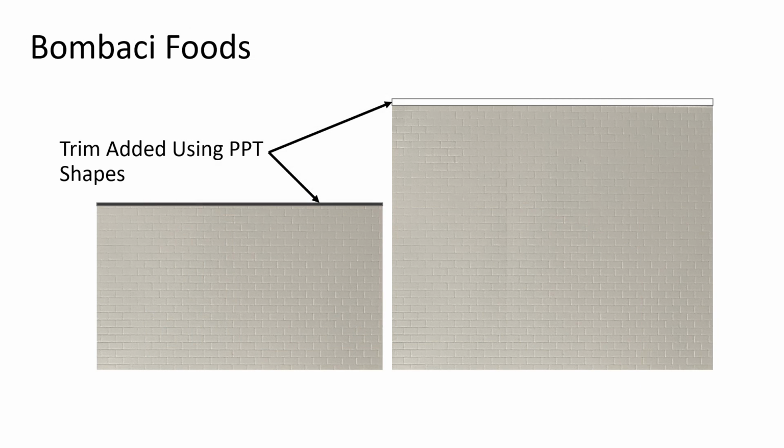These are 2 different size walls from the Bombachi food plant, and they're actual photographs of those walls. Again, you got to play around with the colors to make sure it actually matches when you stick it on the wall.